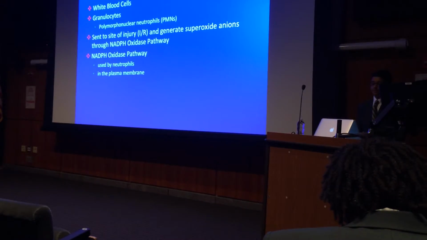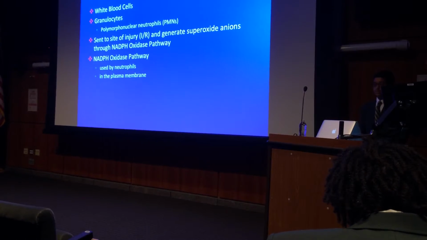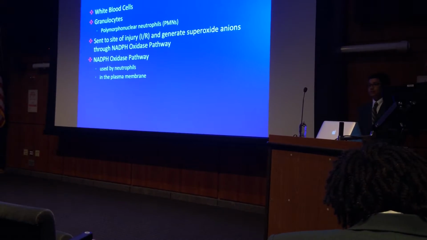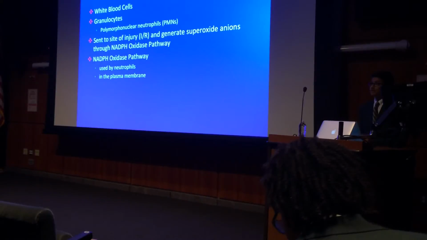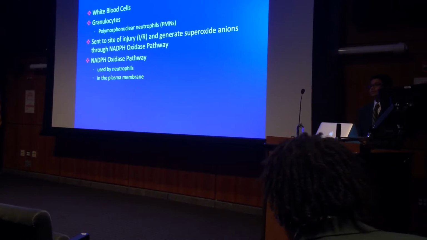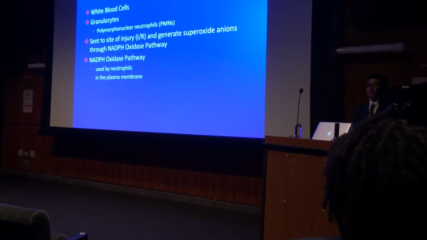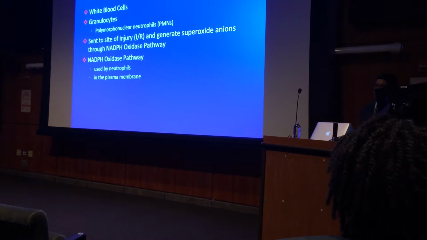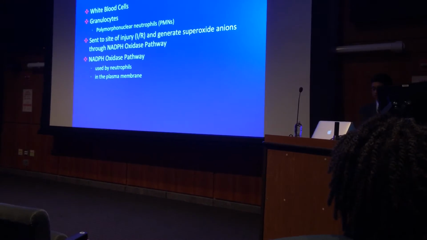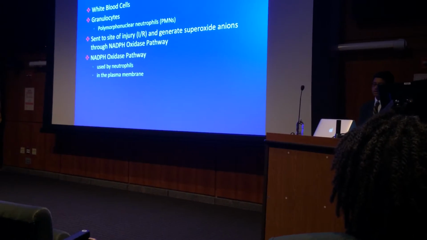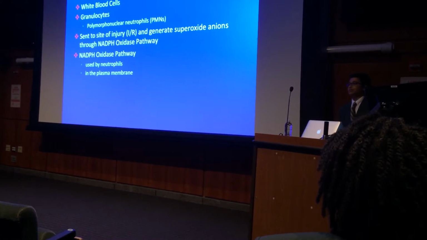White blood cells protect the body from infections and diseases. Polymorphonuclear neutrophils, also known as PMNs, are the most abundant type of white blood cells in mammals, and they play an integral role in the body's defense mechanism against pathogens. They are included in a group of white blood cells called granulocytes. Neutrophils are sent to the site of injury, in this case the IR injury, where they generate superoxide anions through the NADPH oxidase pathway. The NADPH oxidase pathway is a membrane-bound complex, which is used by neutrophils in the plasma membrane. Since we do not know the intermediate steps, our goal through this experiment is to learn them.